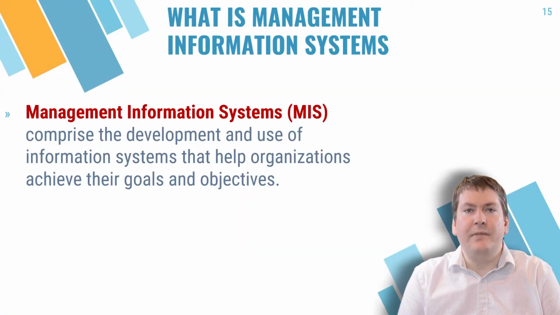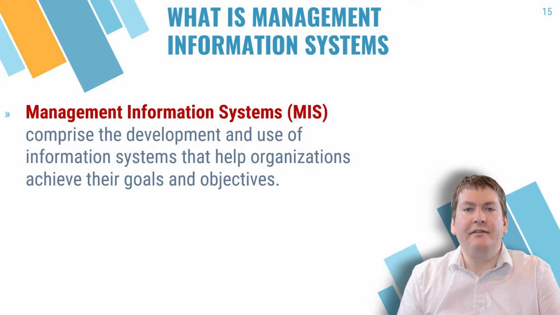So this brings us to the next question in the chapter. What is MIS? In this case, MIS stands for Management Information Systems. Management Information Systems comprise the development and use of information systems that help organizations achieve their goals and objectives. This is a fancy way of saying that MIS is an information system for achieving some business goal or objective, such as producing information for decision-making purposes.